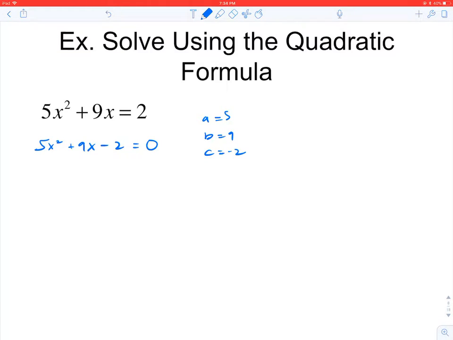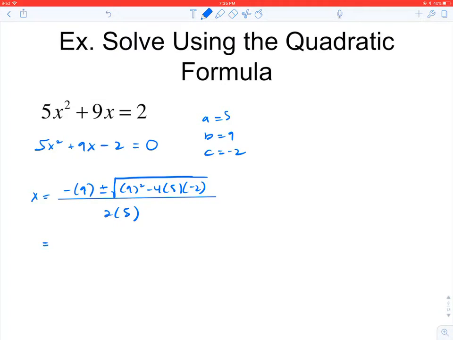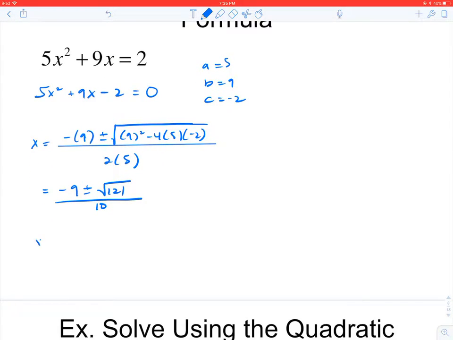Okay, and now I can see what a, b, and c are. So a is 5, b is 9, c is -2, and substitute those values into the quadratic formula. Plus or minus the square root, b squared minus 4ac over 2a. Okay, so that's -9 plus or minus the square root of 121 over 10.